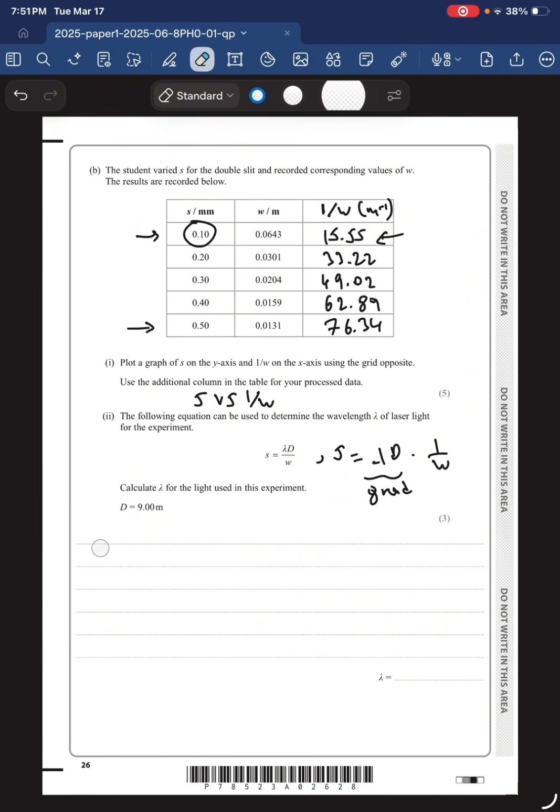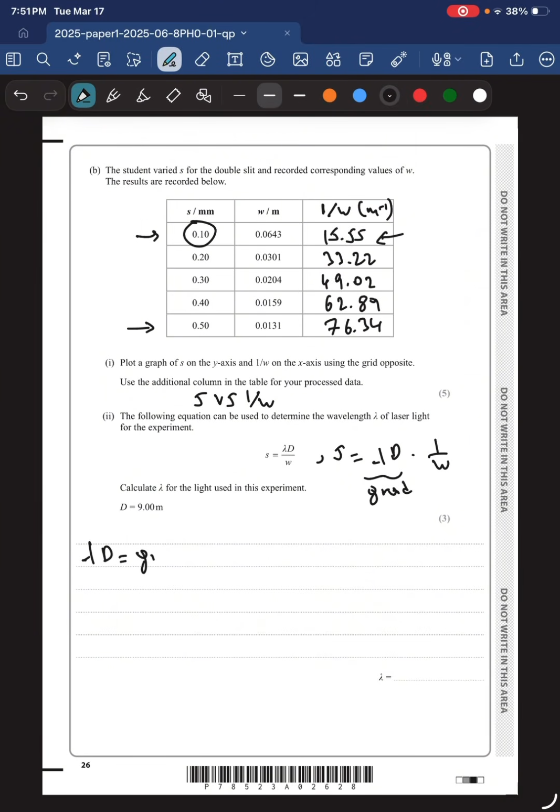So actually, let's write that lambda D is equal to the gradient, so I don't confuse you. So lambda D is the gradient. Therefore, lambda is 1 over D times the gradient, or 1 over 9 times delta S over delta of 1 over W. So that's 1 over 9, which is D.